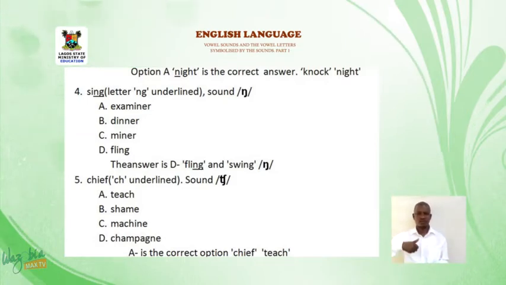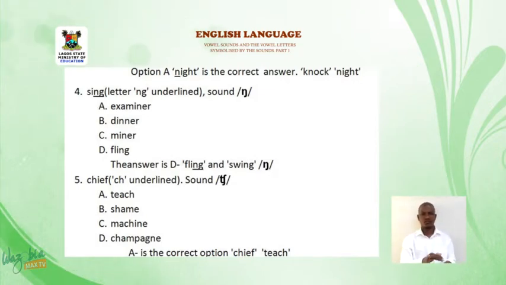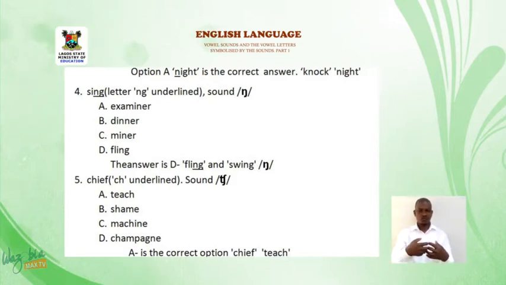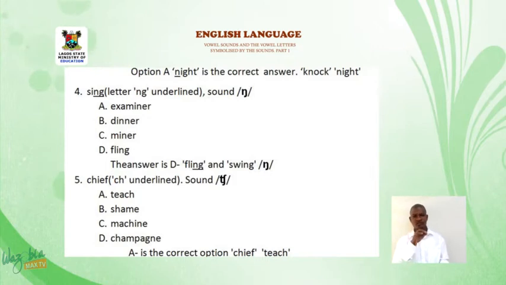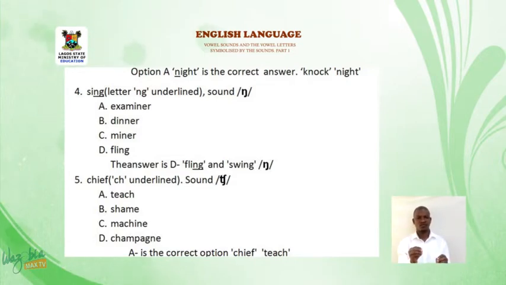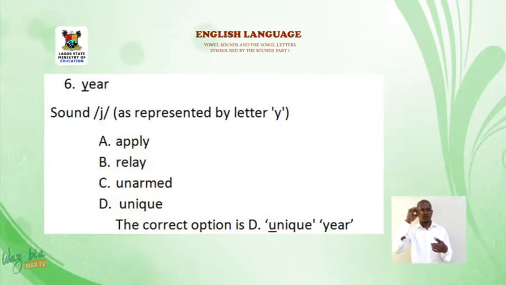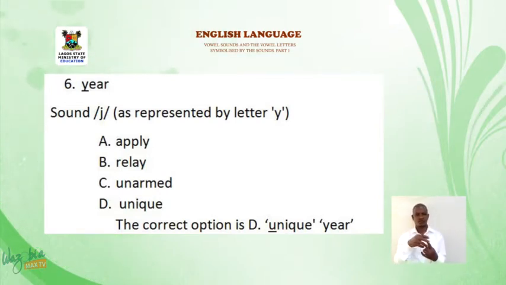5. Chief, CH underlined, sound ch. A, teach; B, shame; C, machine; D, champagne. A is the correct option. Chief, teach. 6. Year, sound Y as represented by letter Y. A, apply; B, relay; C, unarmed; D, unique. The correct option is D, unique, year.